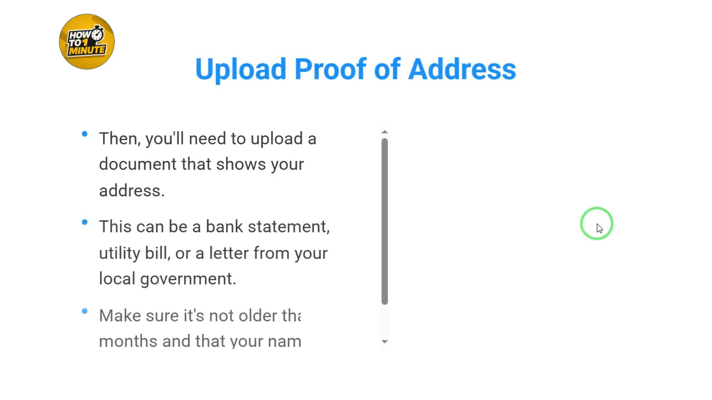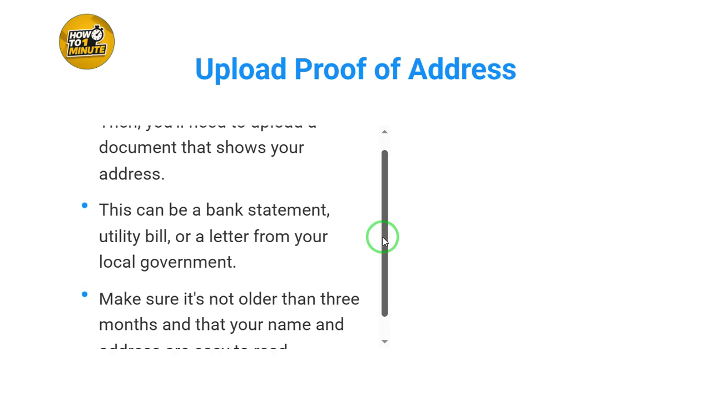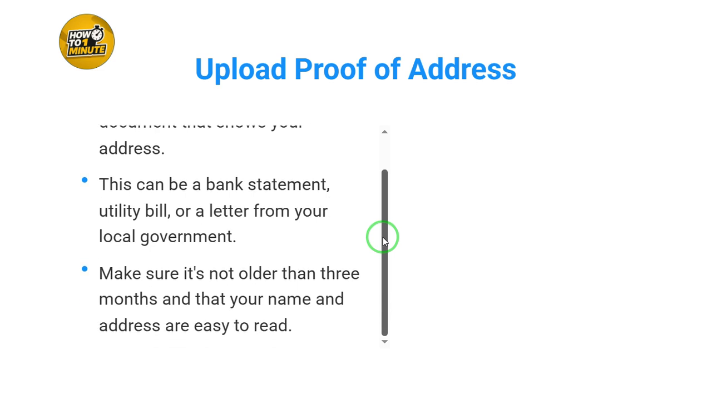Then, you'll need to upload a document that shows your address. This can be a bank statement, utility bill, or a letter from your local government. Make sure it's not older than 3 months and that your name and address are easy to read.